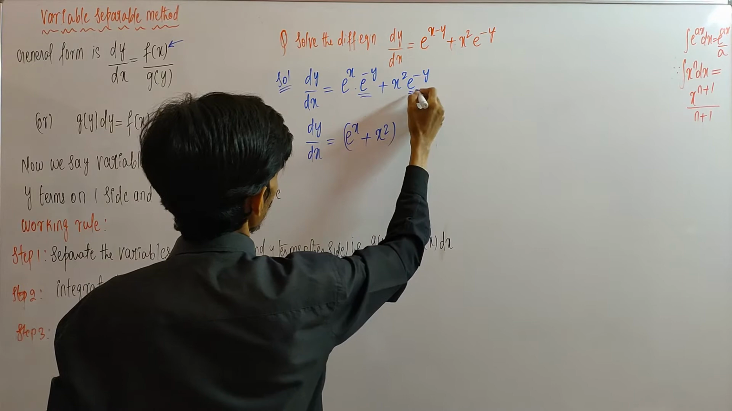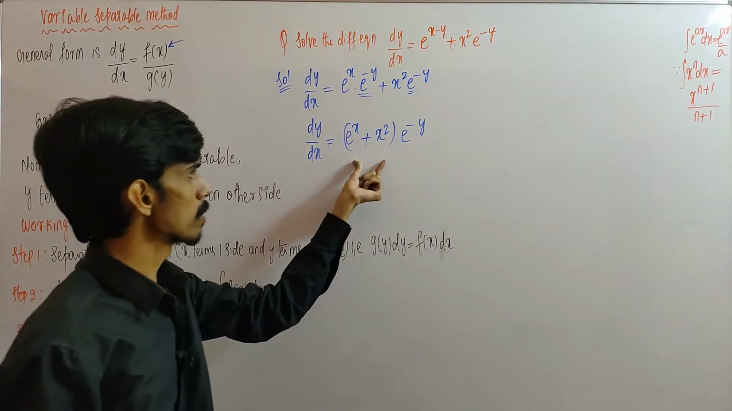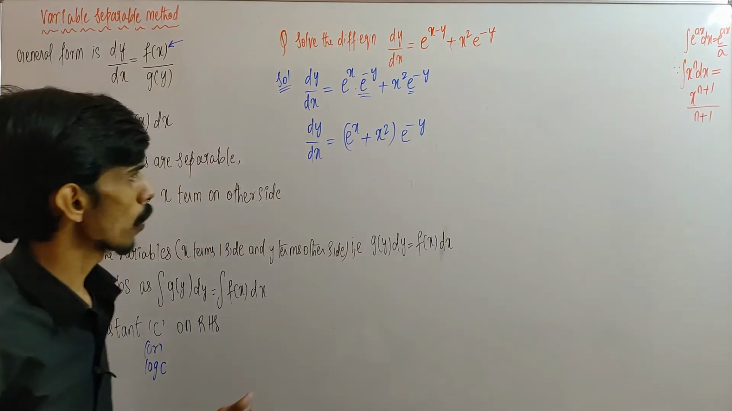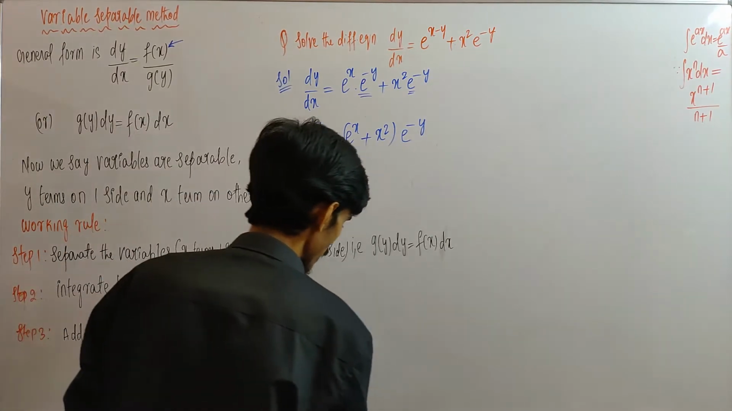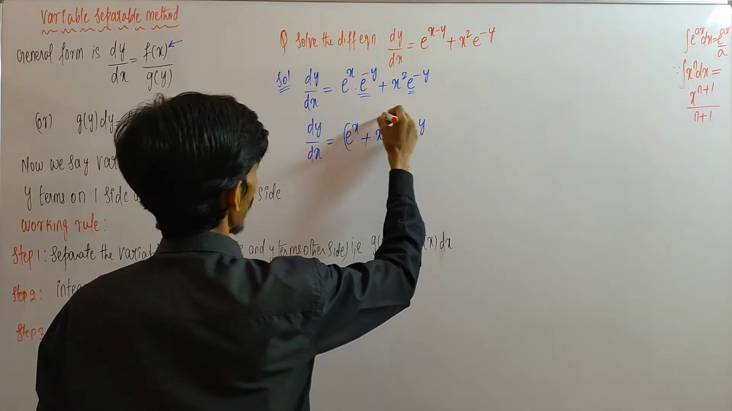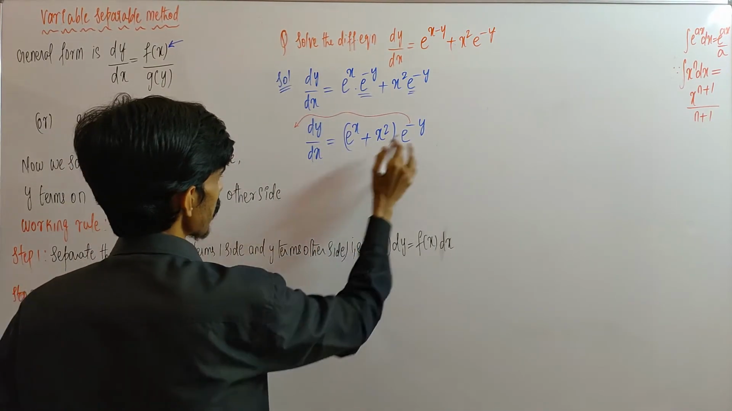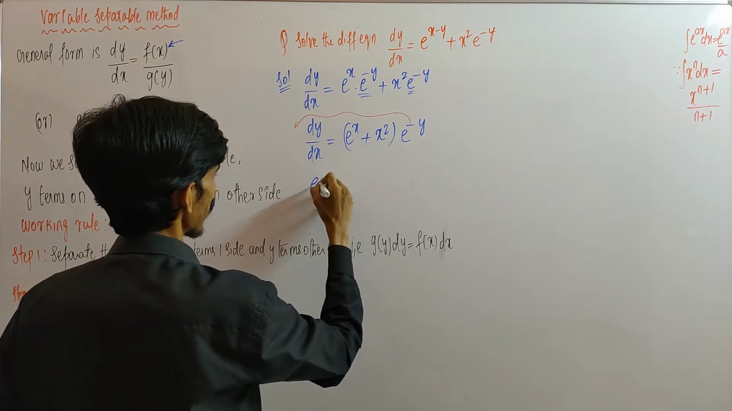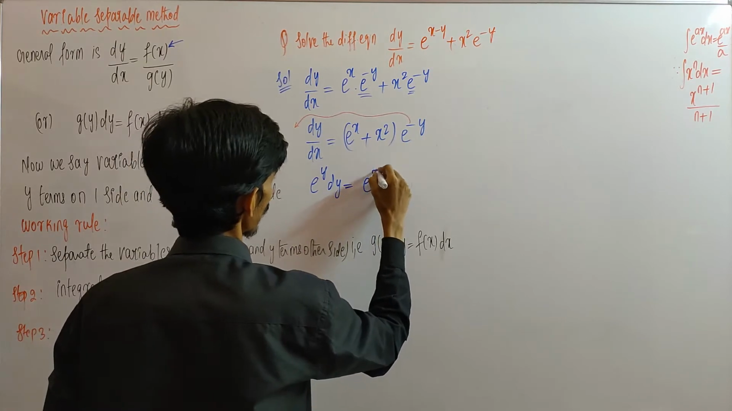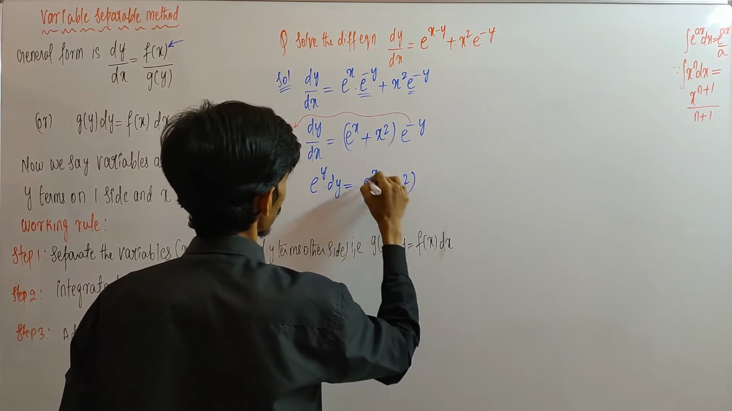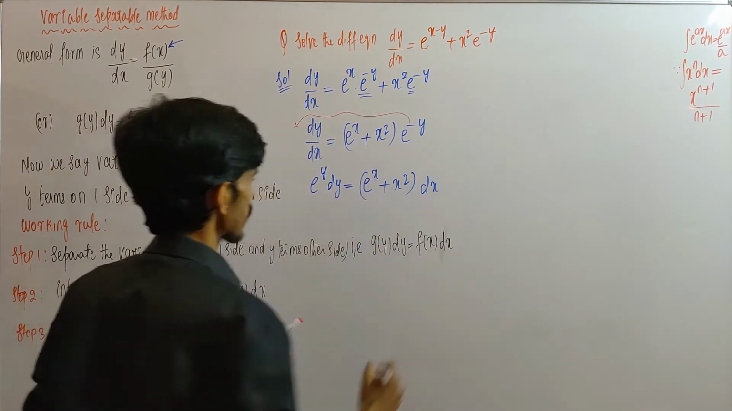Taking this term common, e power of minus y. Now we got x terms, y terms. Now cross multiply. Here I have dy. Now if I send this e power of minus y here with dy, then it will become e power of plus y. Minus y will become plus y. e power of y dy is equal to, here I have e power of x plus x square. This dx will come here, it will become into dx.